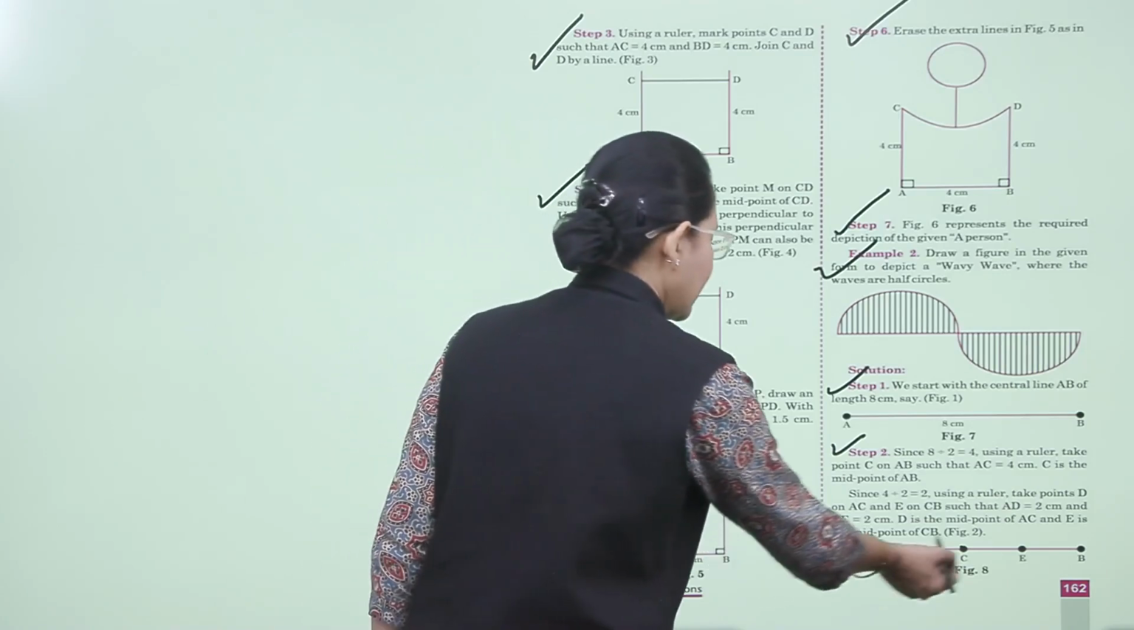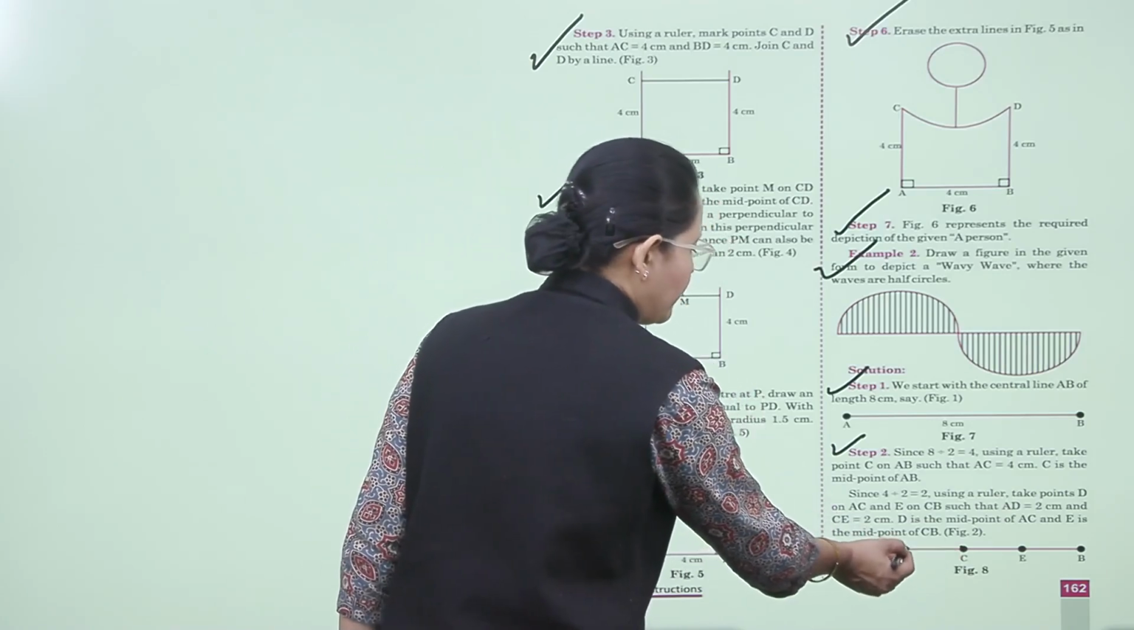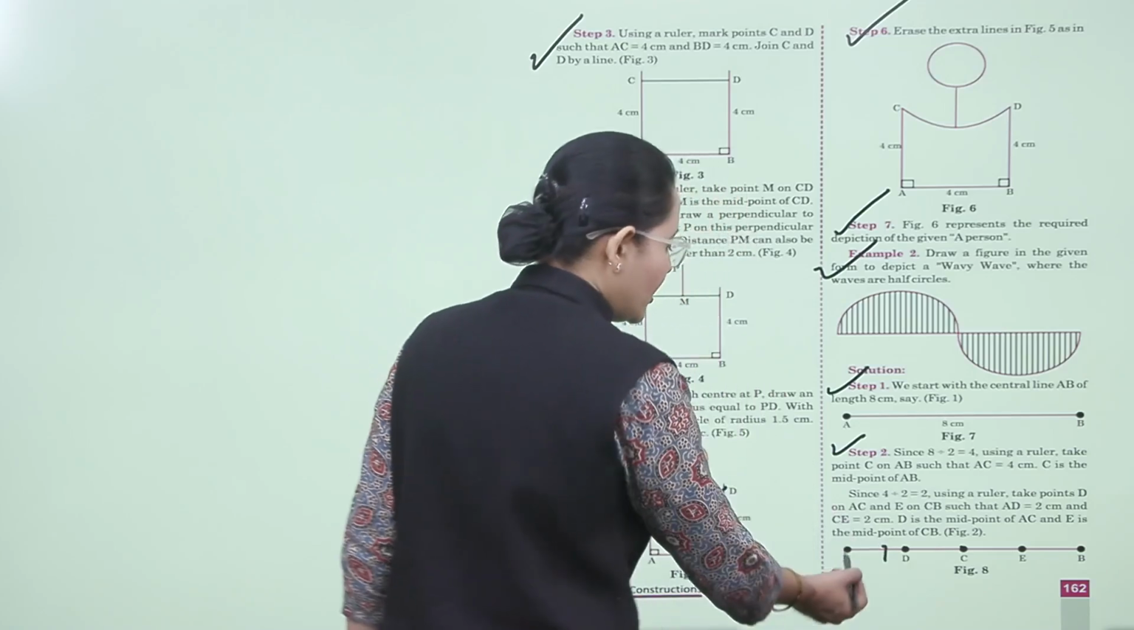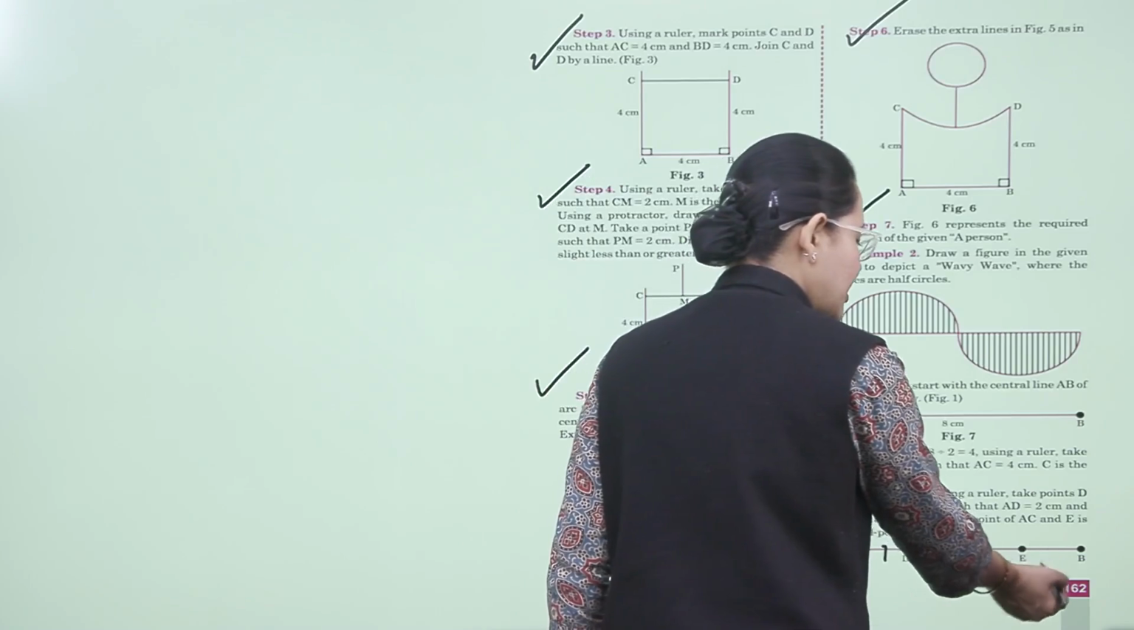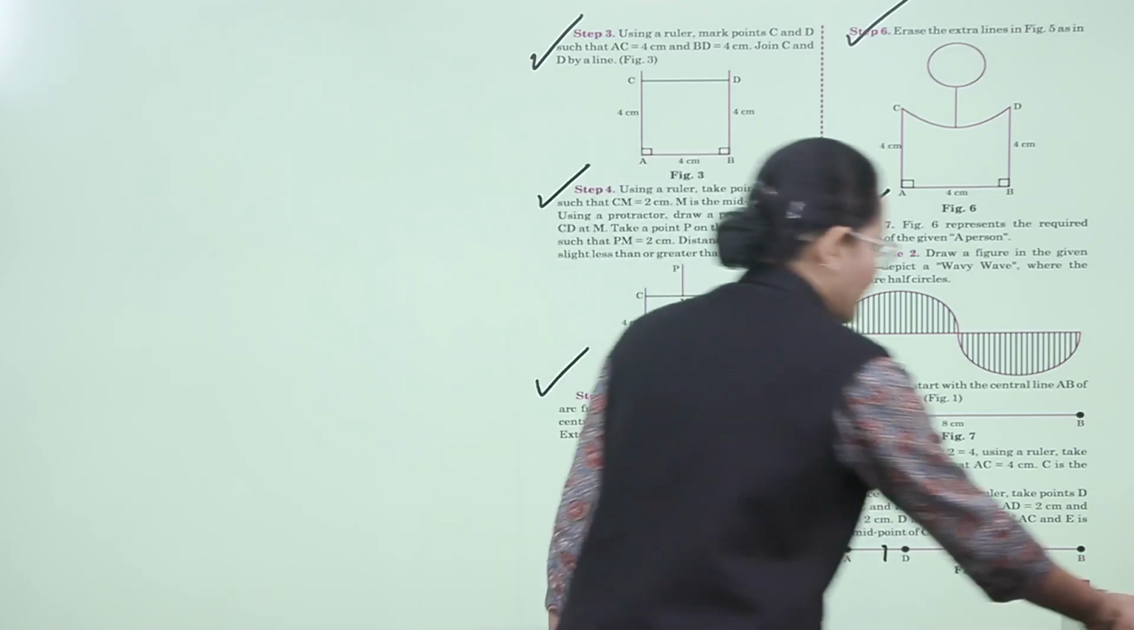Now we will divide this AC into 2 equal parts. So we'll take D point here and E point here. So here AD is 2 centimeter, DC 2 centimeter, CE is 2 centimeter, and EB is 2 centimeter.